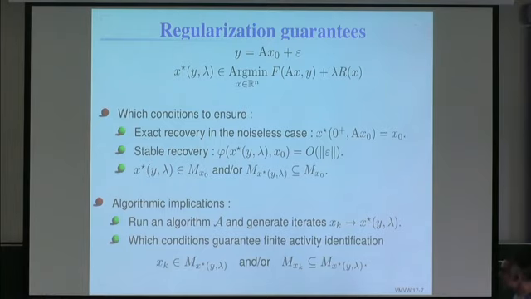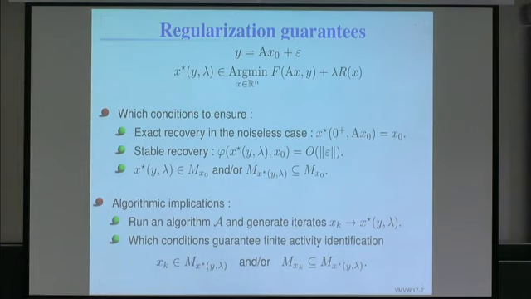And the second type of questions that we are asking ourselves are, what are the algorithmic implications of all this? Because at the end of the day, you formulate your variational problem and then you solve this problem. Then you get some iterates by an algorithm. Let's say an algorithm A that generates iterates xk.